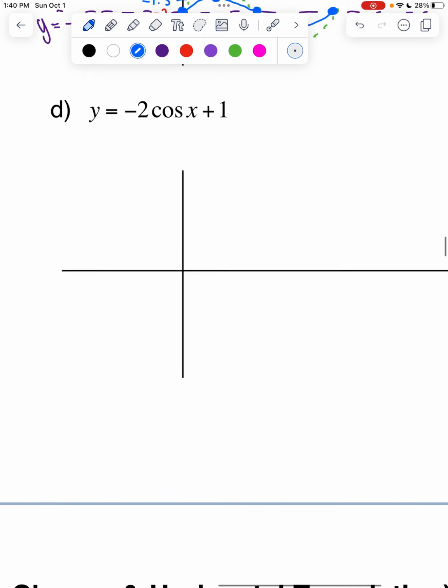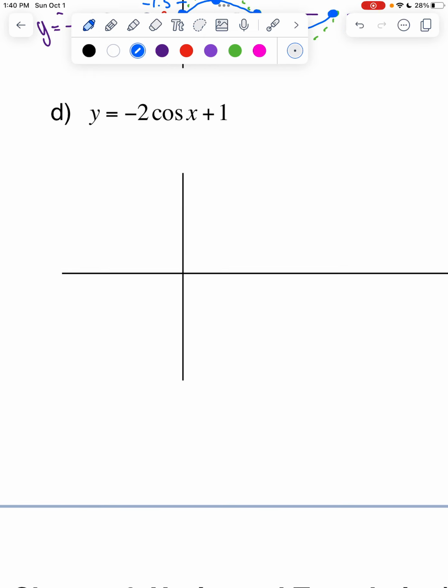Alright, part D is a bit tricky. So we have y is equal to -2 times cosine of x plus 1. So it looks like we're going to go up 1. We have an amplitude of 2, and then we're also going to flip over the x-axis.